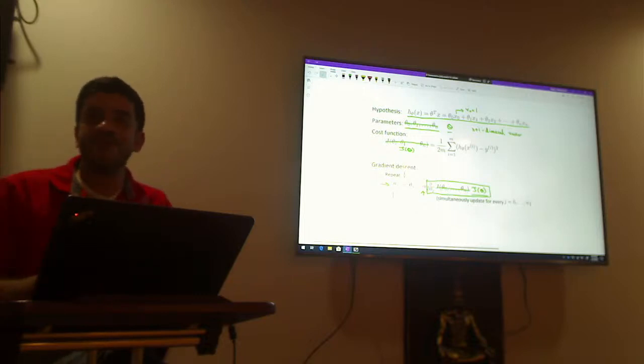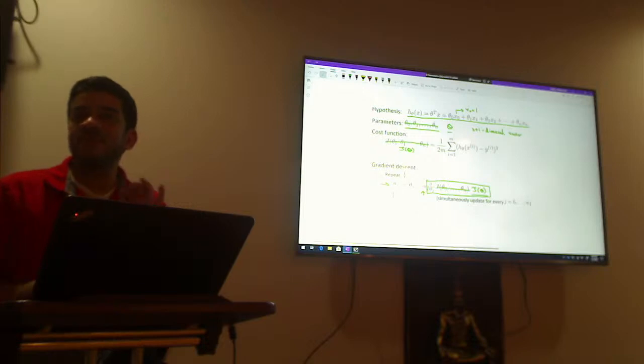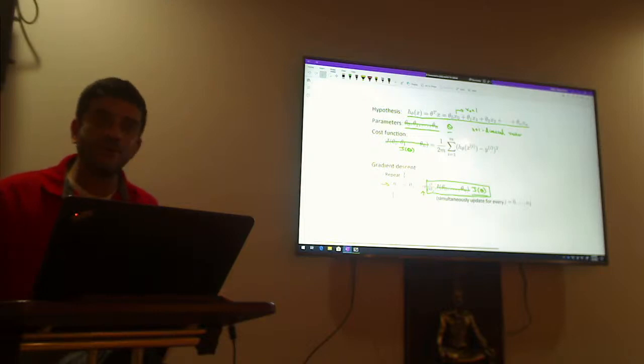So the formula remains the same. The only change is what? The dimension changed. Initially we started with 1 dimension, then we moved to 2 dimensions, and now naturally it went up to n dimensions. That's it.